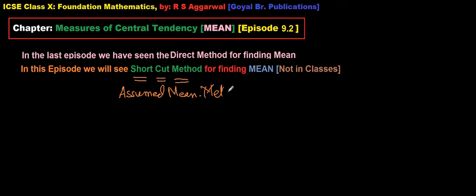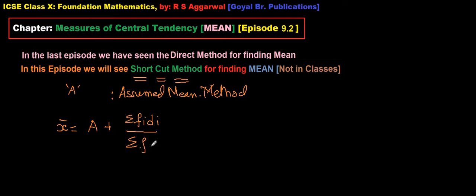Assumed mean method. That means you are going to assume a mean from xi, and that is denoted by a. We'll see the formula first, and then I'll solve one example so that it becomes easy for you to understand. The formula for finding mean by the shortcut method is x bar is equal to assumed mean a plus sigma fi di upon sigma fi. So this is the formula. Now you might be wondering, what is di? di is xi minus a.